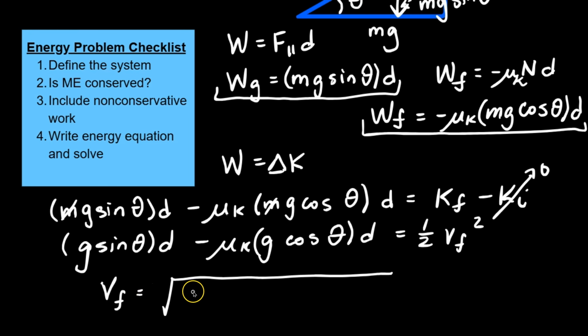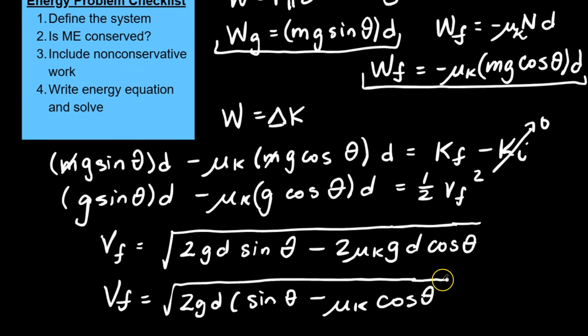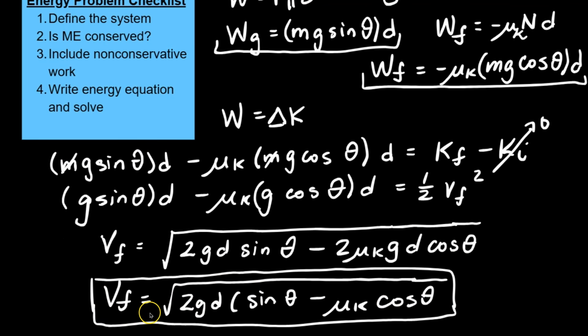To isolate the final velocity, we can multiply 2 on both sides, then square root both sides, and that gives us v final is equal to square root of 2gd sine theta minus 2 mu k gd cosine theta. Factoring out the 2gd, we get that the final speed is equal to the square root of 2gd times sine theta minus mu k cosine theta.